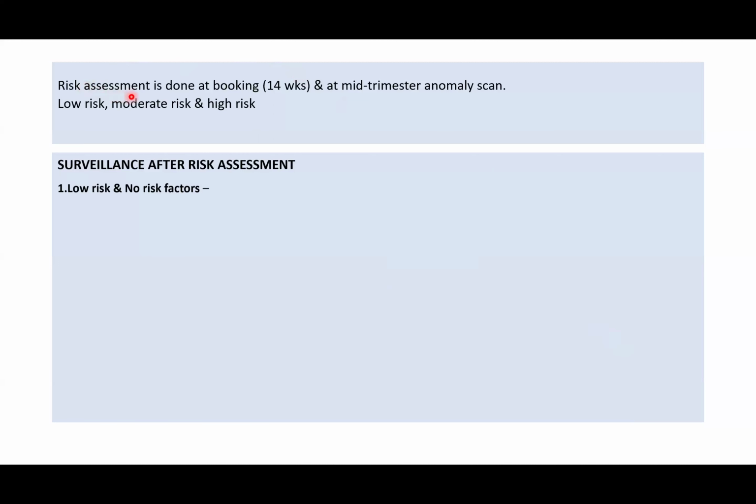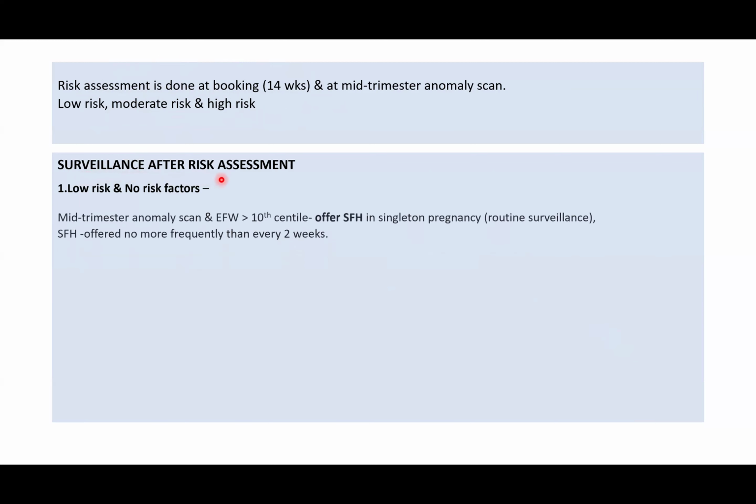And risk assessment for small babies, that is for FGA and FGR, is done at booking, that is at least by 14 weeks, and at the mid-trimester anomaly scan. And then accordingly, women are classified into low risk, moderate risk, and high risk of having small babies. Now, what about the surveillance after risk assessment?